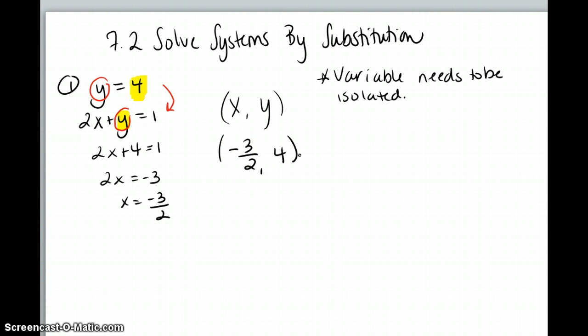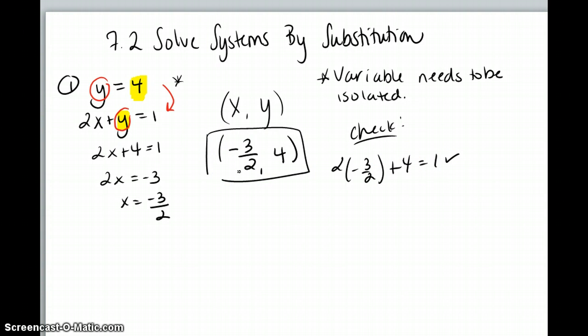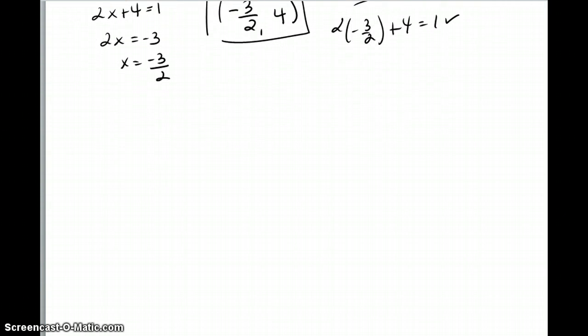Of course, you can check your work by taking both the numbers, plugging them back in, and making sure that each equation works in the originals. This one just equals 4, so we're good on that one. Check the other equation. 2 times negative 3 halves plus 4 does equal 1. So negative 3 halves, 4 is my answer. Nice thing about systems, you guys, is that you can always check your work and you can always find out if you're doing it incorrectly or not. And of course, you should be taking the time to figure that out.